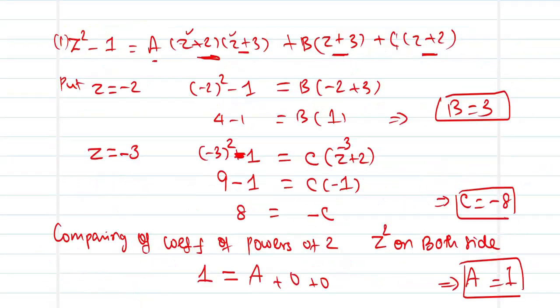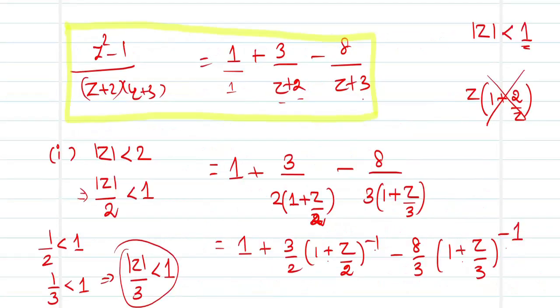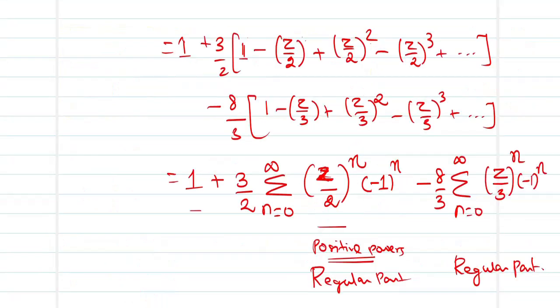Okay, so our first zone is going to be over. Now let me go on to check the second zone. What is the second zone for me? 2 less than mod z less than 3. So we will have the same expansion, but we will have to go for zone number 2, which is 2 less than mod z less than 3.